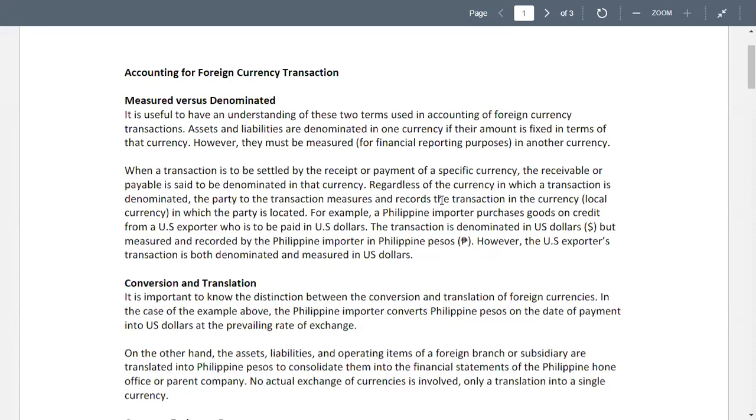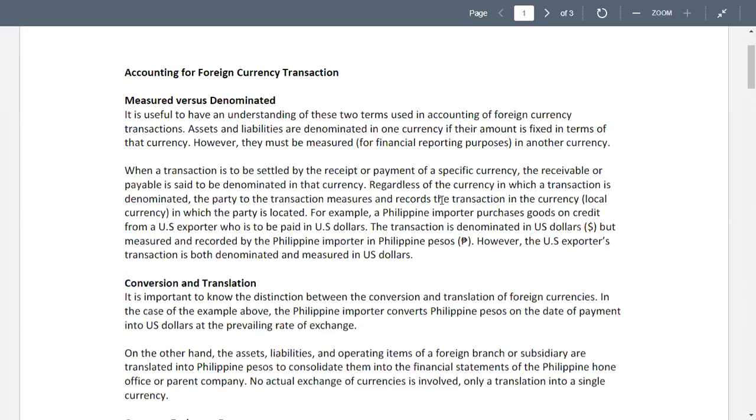So before we had our accounting for foreign currency translation. When a transaction is to be settled by the receipt or payment of a specific currency, the receivable or payable is said to be denominated in that currency, regardless of the currency in which a transaction is denominated. The party to the transaction measures and records the transaction in the currency. So we have the local currency in which the party is located.